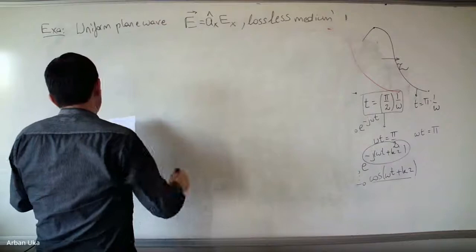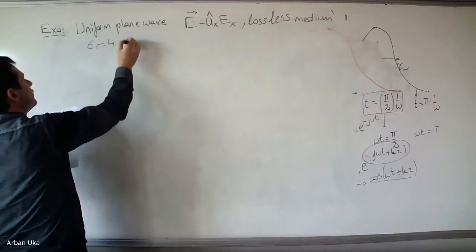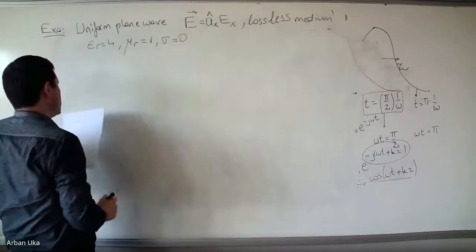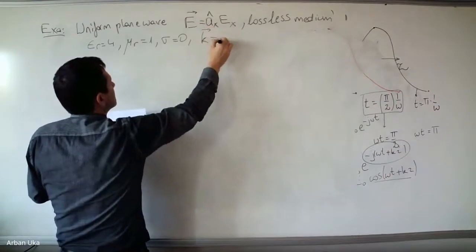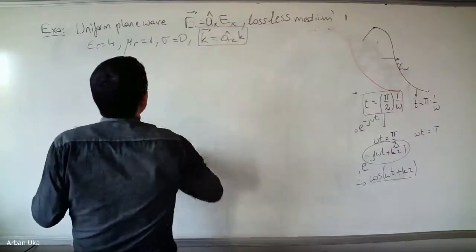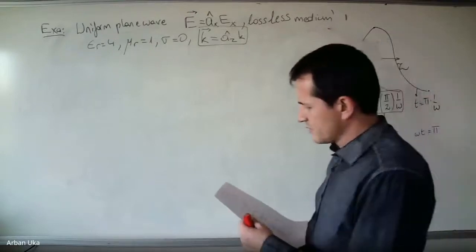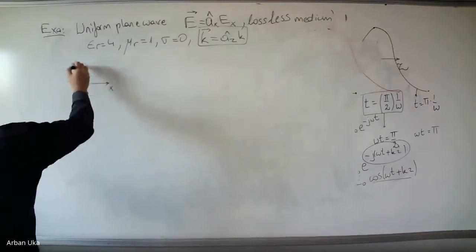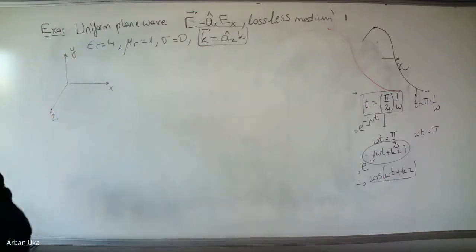So we have a lossless medium, and in this lossless medium, we have epsilon r equal to 4, mu r equal to 1, and conductivity is 0. And the propagation is along the z-axis. So given these parameters, we can show the following. Here we have the x-axis, this is the y, and this is the z.